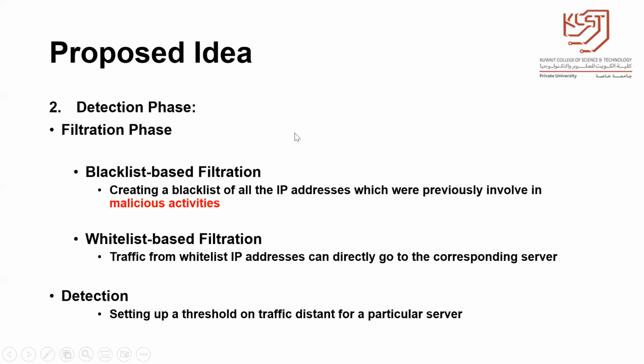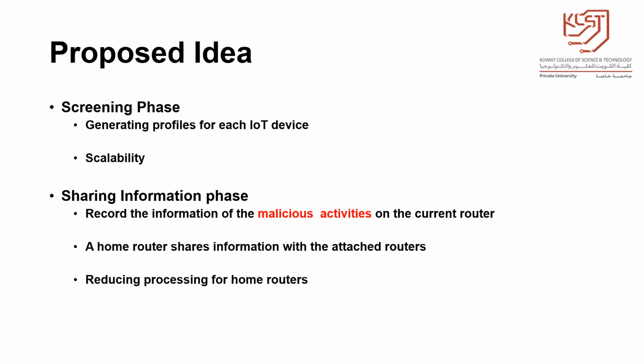The second thing is the detection phase. We call it the detection layer, where we set a threshold on the traffic that is generated by the IoT devices. Suppose a particular IoT device, in a particular time, generates 50 or more packets. We think that this is some sort of malicious activity, and we will block the connection to that IoT device.